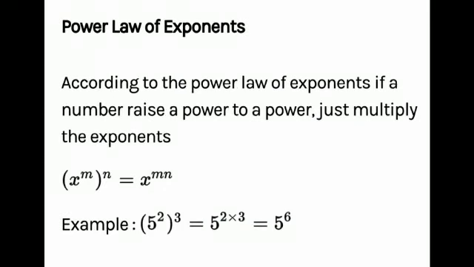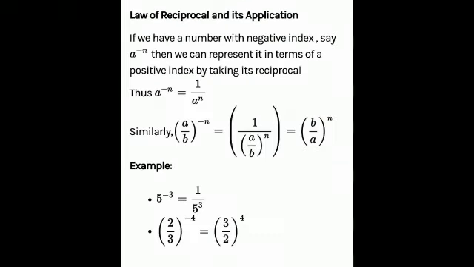Now students, let's see the next law, that is power law of exponents. x raised to the power m whole power n is equal to x raised to the power m multiplied by n. So, according to the power law of exponents, if a number raised to a power is raised to a power, just multiply the exponents. For example, 5 raised to the power 2 whole power 3 is equal to 5 raised to the power 2 multiplied by 3, which is equal to 5 raised to the power 6.